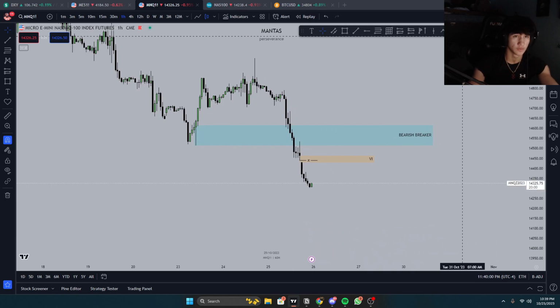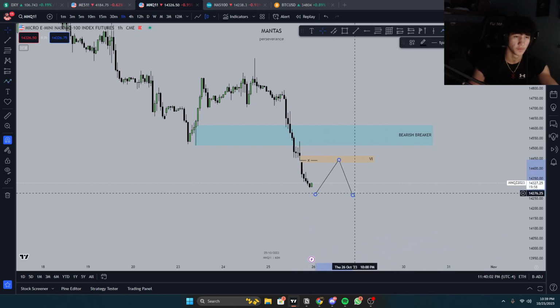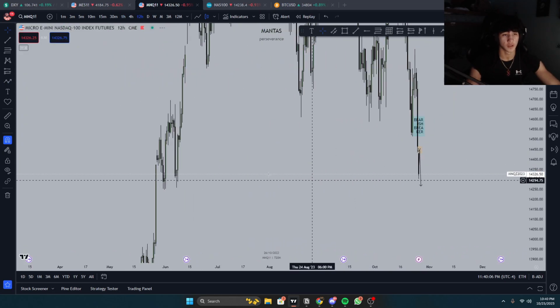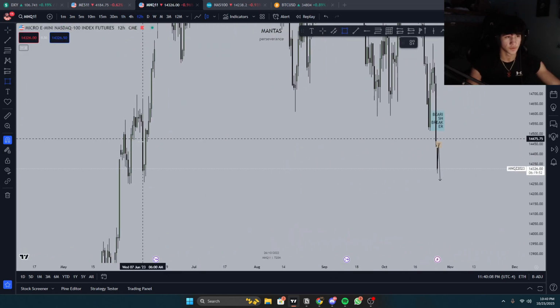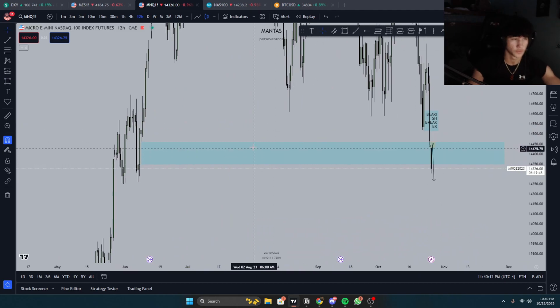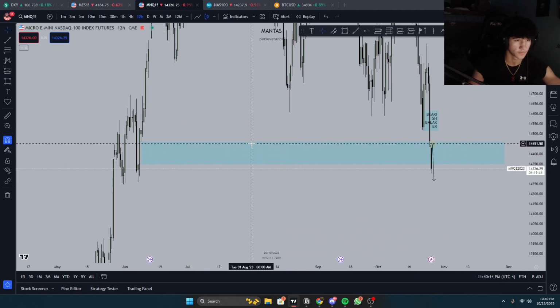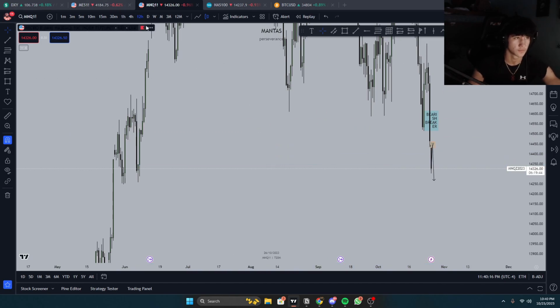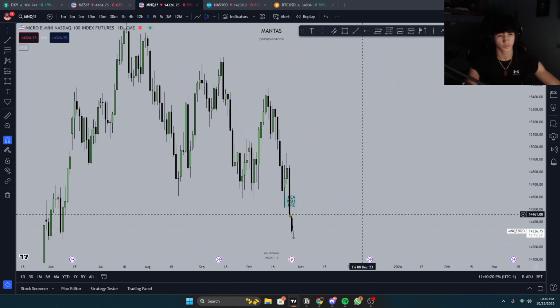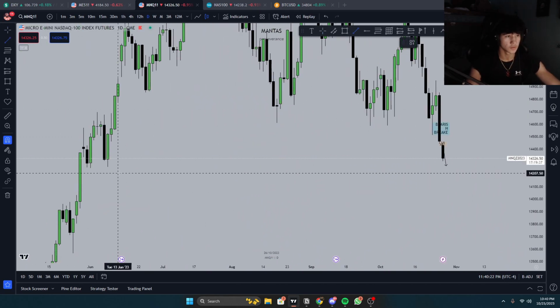The only thing that we have potential in taking is this volume imbalance right here. Let's check out the higher time frames because we want to see our higher time frame PD arrays, which looks like we do have a fair value gap that we are through now. We're through that fair value gap. Golly, that's got to drop a lot more.